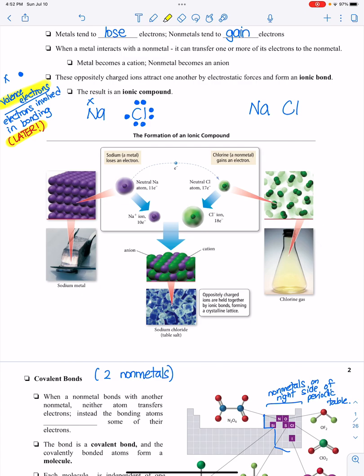Valence electrons are the electrons that are gained and lost by atoms. They are the electrons involved in bonding. So it's very important to know that vocab word during the school year. I wanted to introduce it here and you could write that down.